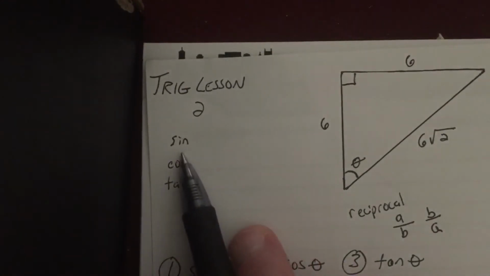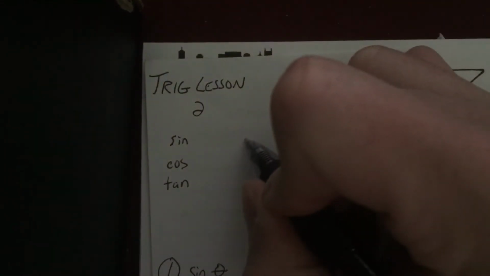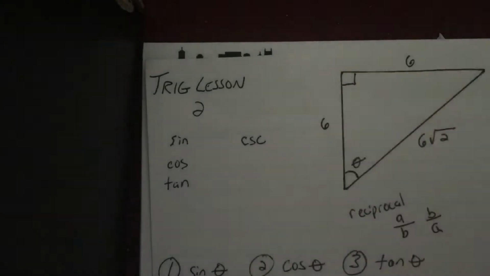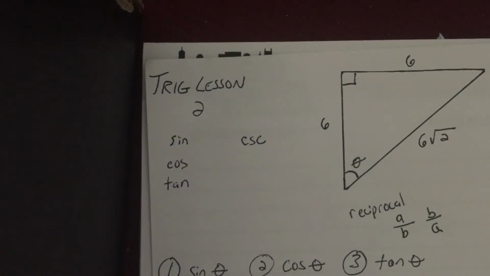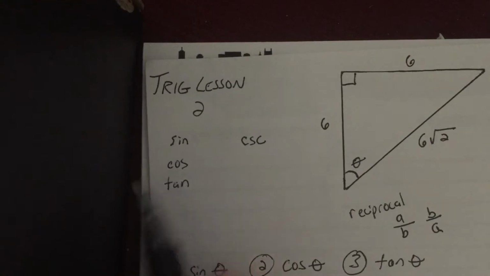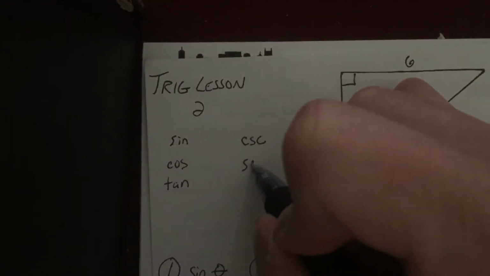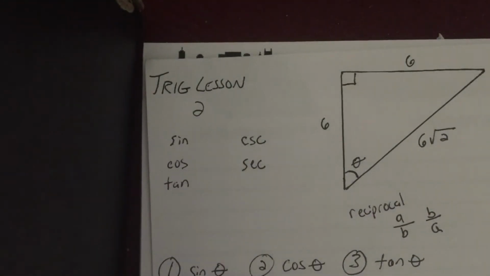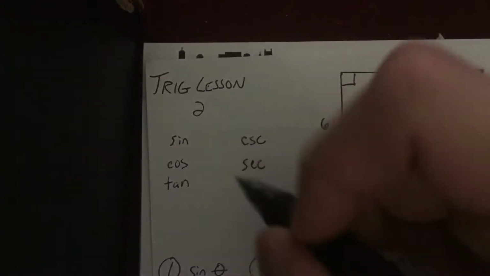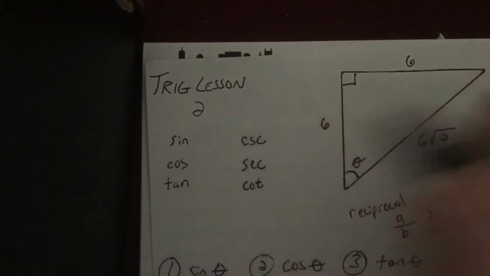The reciprocal of sine is something known as cosecant. It's abbreviated CSC, cosecant. The reciprocal of cosine is something known as secant. And the reciprocal of tangent is something known as cotangent.